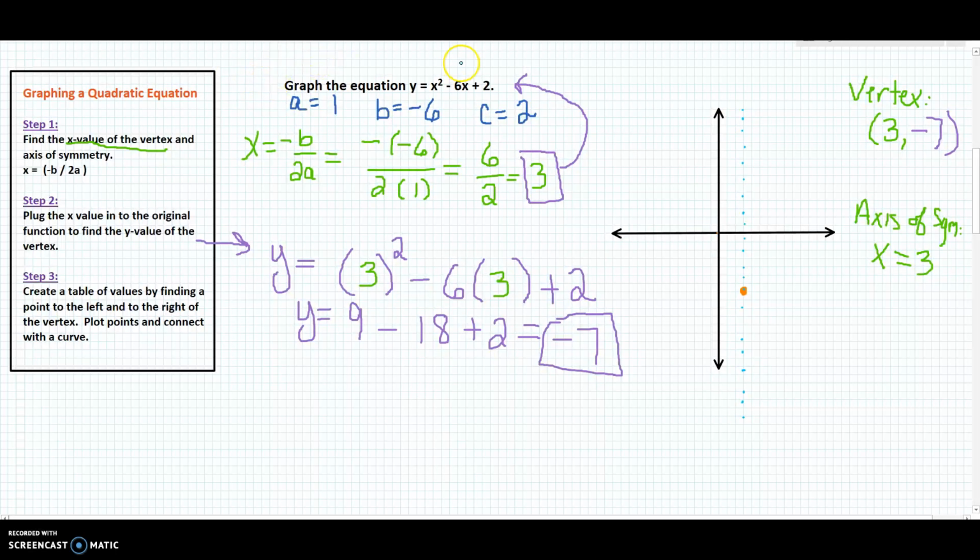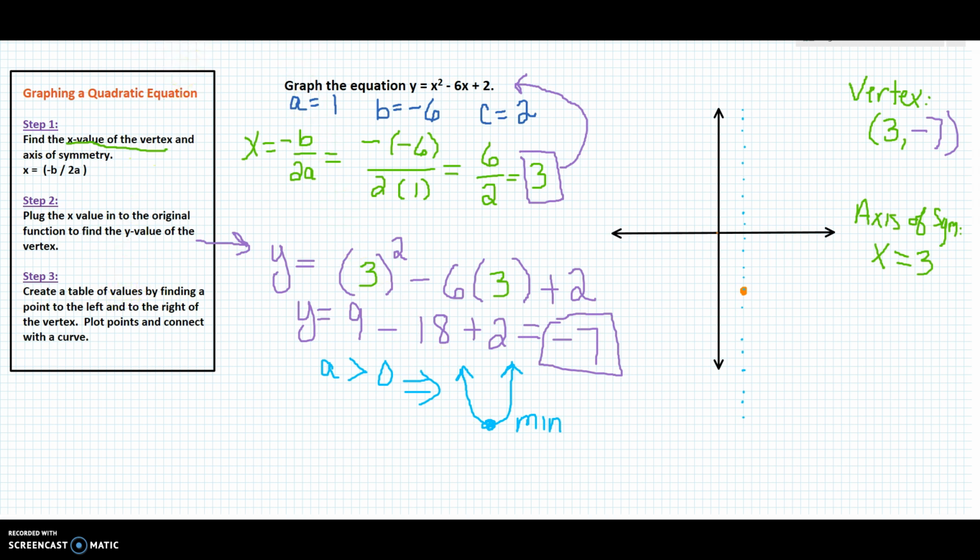And let's just talk about our equation. What else do we know about this equation? Well, we know that our a value is positive, so a is greater than 0, so that means that our parabola should open upward, and we should have a minimum value. So when I do this next step, I should see my curve start to form so that it looks like a U shape. So let's take a look at step 3.